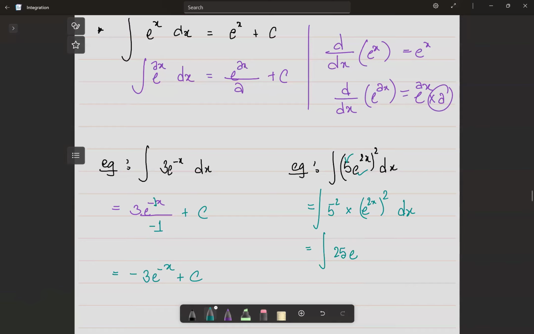Now we know that e is a special number. It is just like a number, just how we have pi equal to 3.14. e is another number, and the value of e is 1.73.